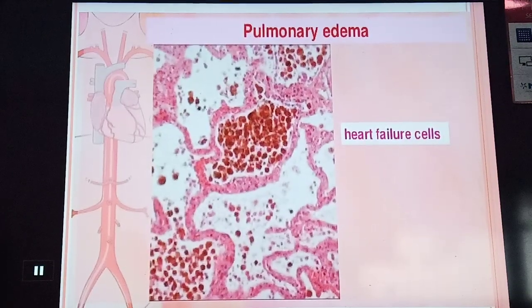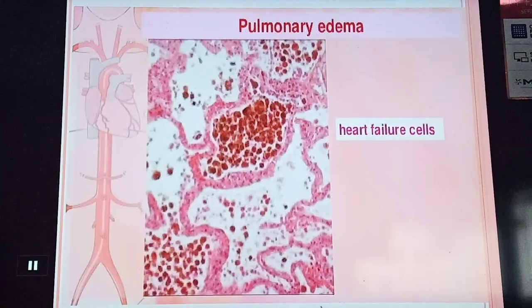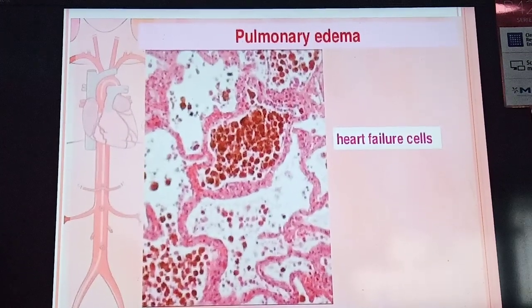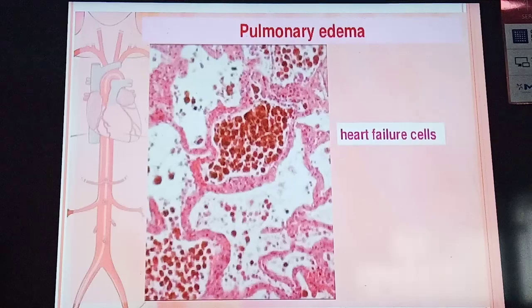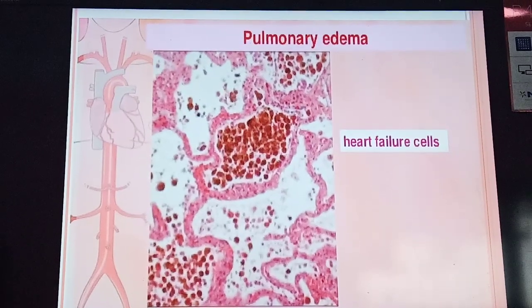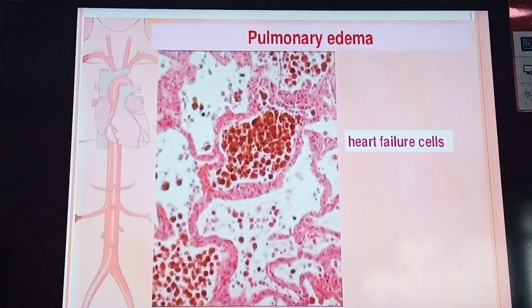Here you see in the diagram that left-sided heart failure may lead to pulmonary edema, and there are heart failure cells. These are the hemosiderin-laden macrophages.